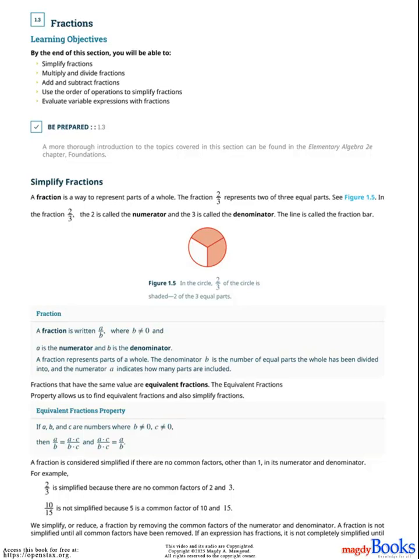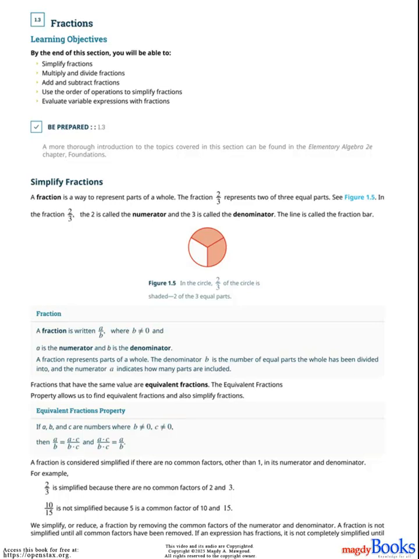1.3.1. Simplify fractions. A fraction is a way to represent parts of a whole. The fraction 2/3 represents 2 of 3 equal parts. See Figure 1.5. In the fraction 2/3, the 2 is called the numerator and the 3 is called the denominator. The line is called the fraction bar. Figure 1.5. In the circle, 2/3 of the circle is shaded, 2 of the 3 equal parts.